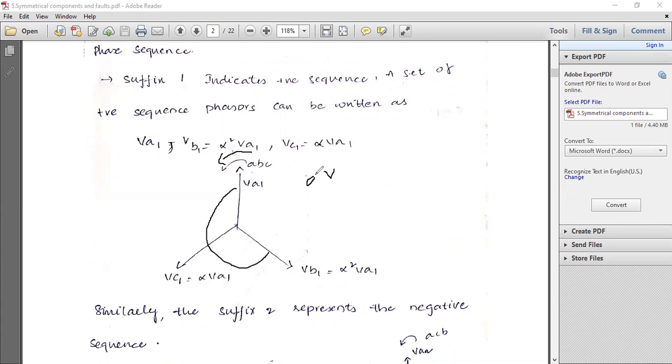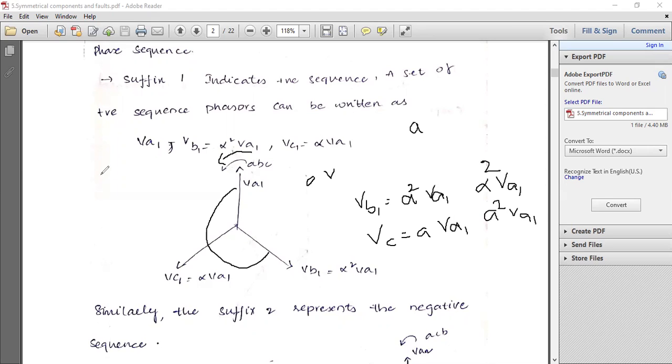So 240 means alpha square. Sometimes in some textbooks, in place of alpha, you also have A. A is also 1 at an angle 120. Based on that notation, you can also consider that A. So VB1 is equal to A square multiplied by VA1, or you can also consider this as alpha square into VA1. Similarly, VC1 is equal to, if we are taking only VA1 as a reference, A into VA1, or you can also consider that alpha into VA1.